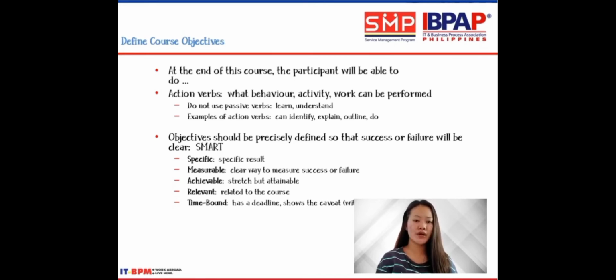At the end of this course, the participant will be able to do action verbs. What behavior, activity, or work can be performed. Do not use passive verbs like learn and understand. Examples of action verbs are identify, explain, outline, and do. Objective should be precisely defined so that success or failure will be clear.